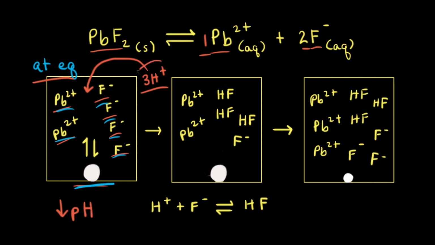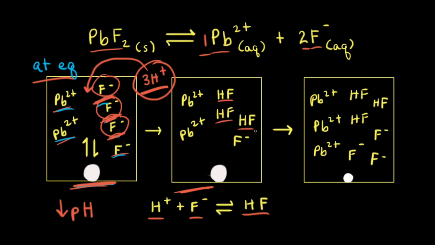When the H+ ions are added to the solution, most of them react with the fluoride anions that are present. So H+ plus F- forms HF. Comparing the first diagram to the second diagram, I just happened to add 3 H+ ions, which will react with 3 of the fluoride anions that are present to produce 3 HF. Notice how the concentration of fluoride anions in solution has decreased from the first diagram to the second diagram because of the addition of the H+ ions.